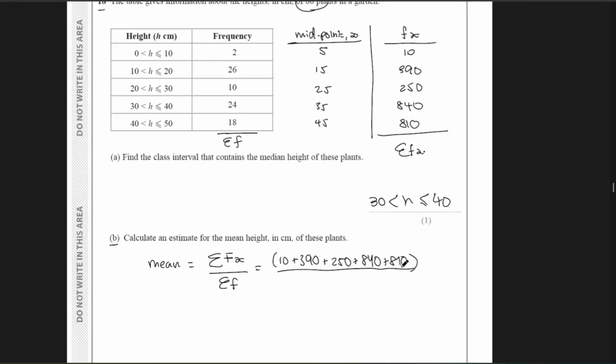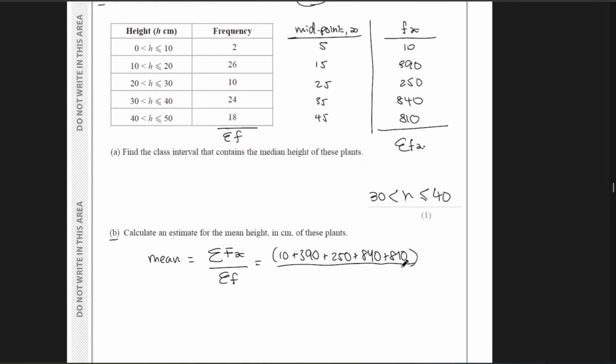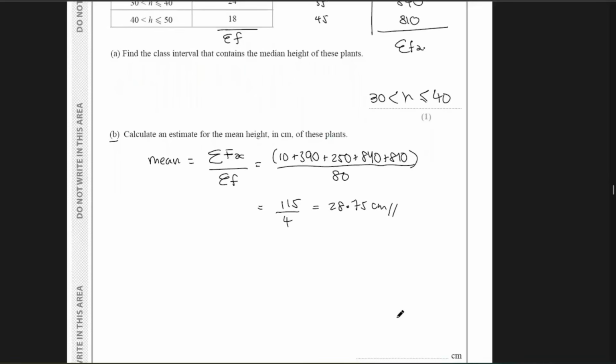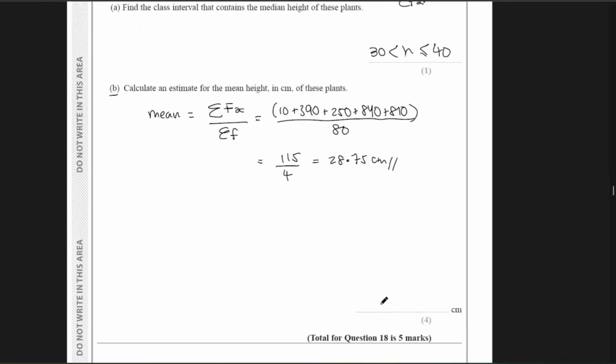And sum of frequency is the total number of plants, which is 80. And this gives us 115 over 4, which is 28.75 centimeters. And that's the estimate of the mean height of these plants, 28.75.